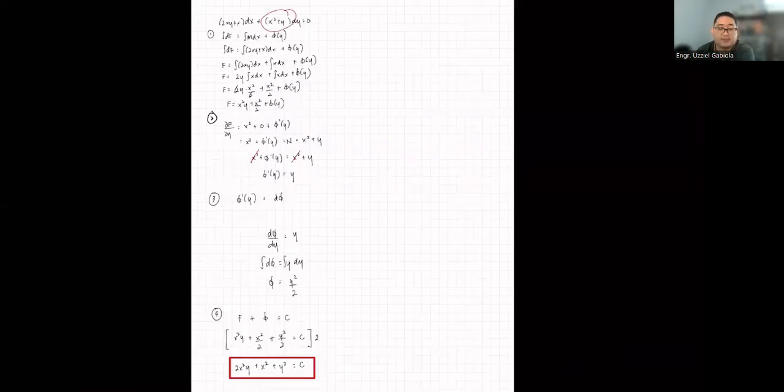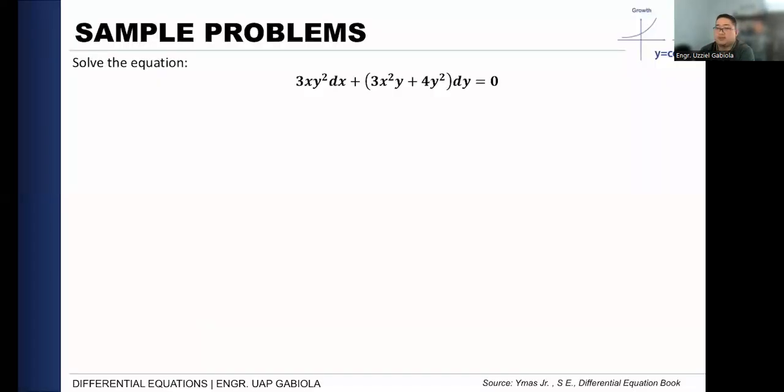So, first one, solve daw natin tong equation na to. We have 3xy squared dx plus 3x squared y plus 4y squared dy is equals to 0. So, anong value ng m? Anong value ng 3xy squared po. So, ito yung value ng m natin and ito yung ating n.